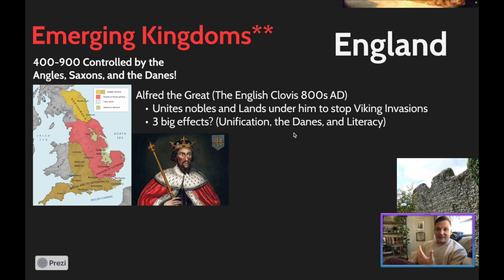So he is going to unite the Angles and Saxons together. He will eventually unite another kingdom known as Northumbria into the mix as well, and he will unite all these provinces together to push the Vikings out and begin a process of de-Vikinizing the area that you now know as England, right? The three biggest effects of this: he unifies the Angles and Saxons underneath one common ground, and he begins to push the idea of a united England, and he leads a process of unification.